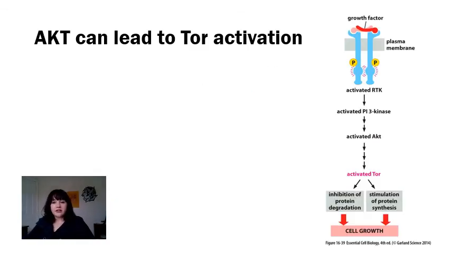How it does that is by a molecule called TOR, right? So we've got receptor tyrosine kinase activating PI3 kinase, PI3 kinase phosphorylating inositol phospholipid, allowing the recruitment of AKT. And the way AKT is able to promote cell growth, we said, is that it inhibits proteins that lead to cell death.